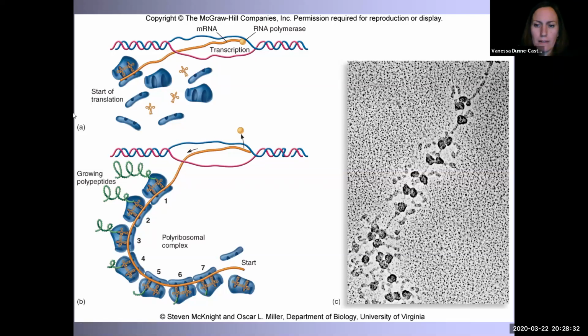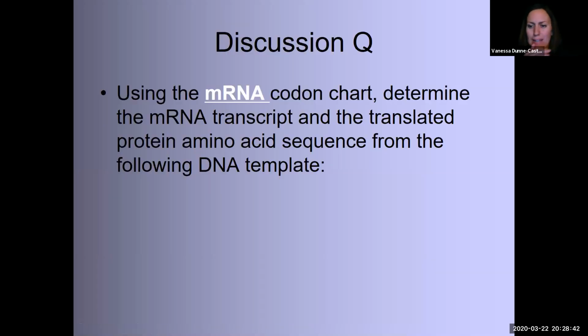So let's now do that. That conceptual understanding is important for you to know, but I also want you guys to be able to work through what I call the shorthand version of transcription and translation. So doing a problem like this, and I'll work through this one with you guys too. This question says, using the mRNA codon chart, determine the mRNA transcript and the translated protein amino acid sequence, or polypeptide product, from the following DNA template.